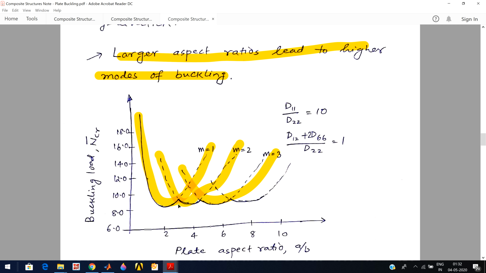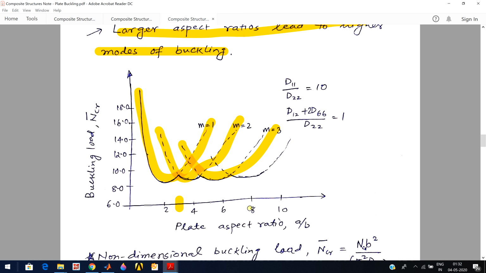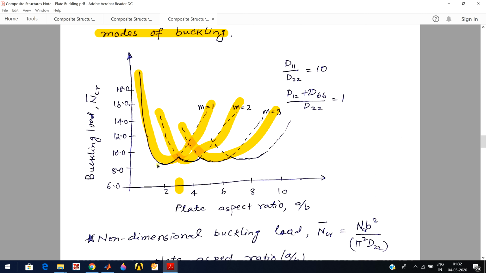So now you can see, if your aspect ratio is between 0 and this value, this is not done to true scale, this is just a handwritten graph, so the values on the x-axis may not be exactly pointing to the actual number. But you can see that when the aspect ratio is less than this value, which is highlighted in yellow, then the minimum buckling load will correspond to m is equal to 1.